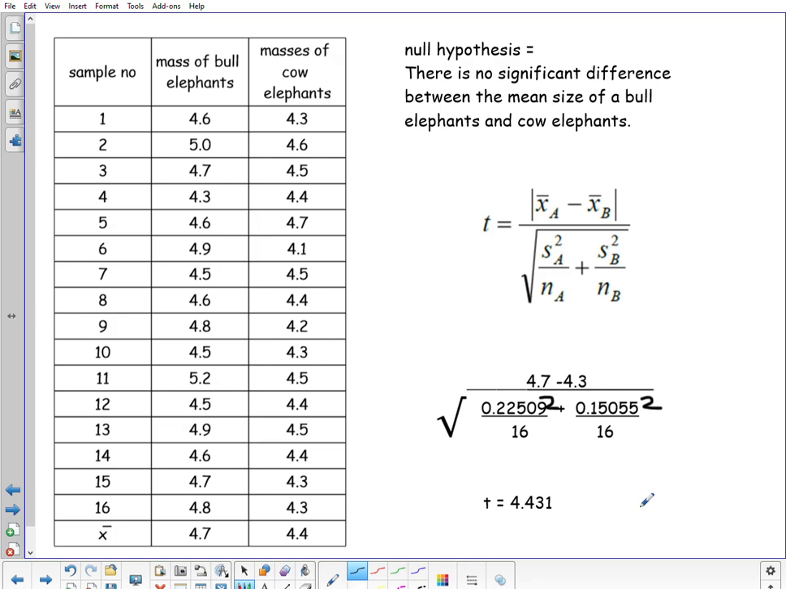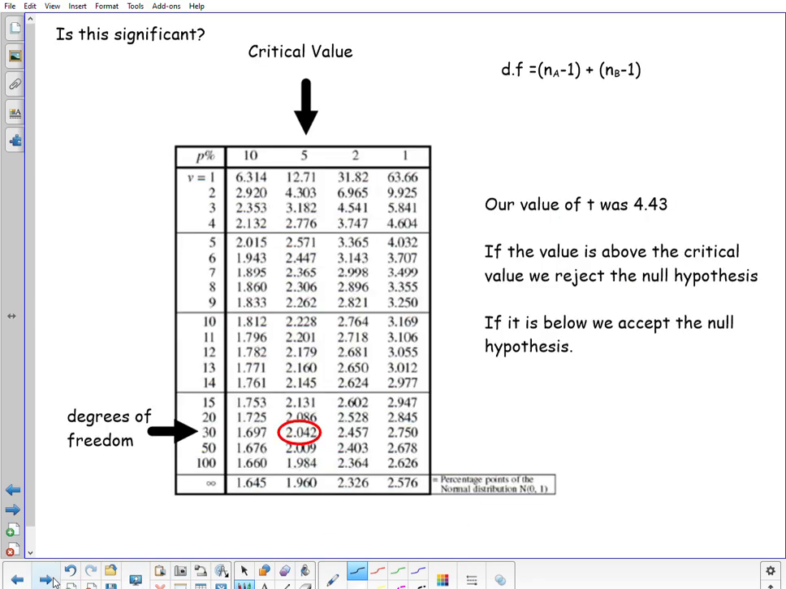Again, we then go back to our table. Now this time, because we have two groups of individuals which are not related, they've not contributed both sets of data, we add up our degrees of freedom. So the number in group A minus 1 plus the number in group B minus 1. And that comes to 30. That was 16 in group A, 16 in group B.